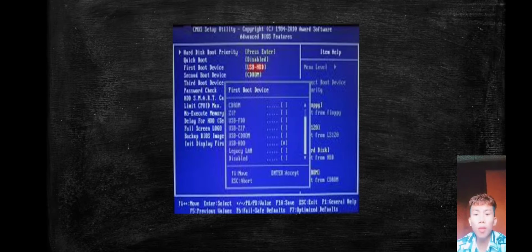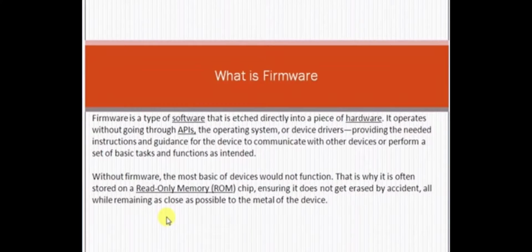Here is a short video about firmware. Hello friends, my name is Amasu. Today we'll discuss a topic: what is firmware. This is an important topic in software development and hardware handling.